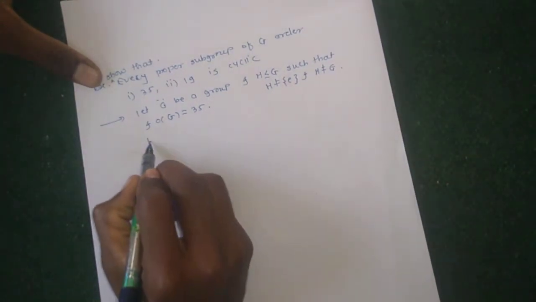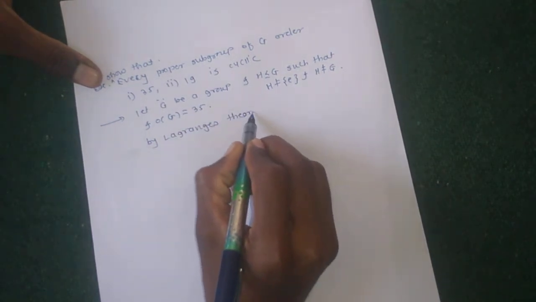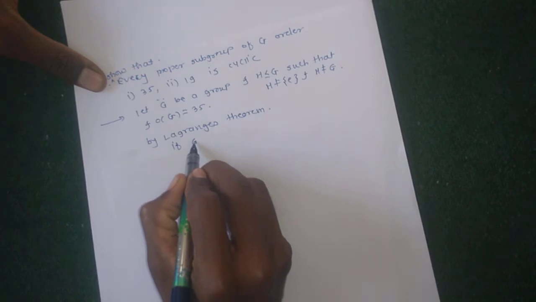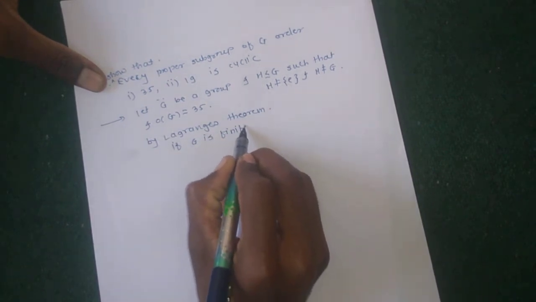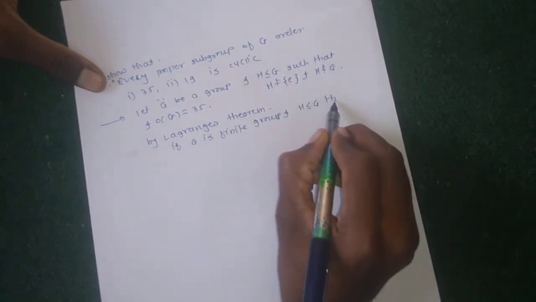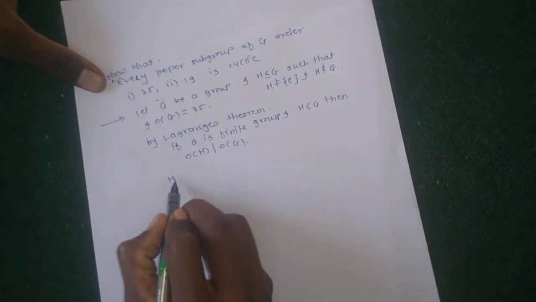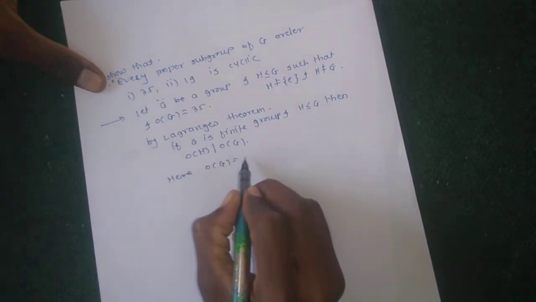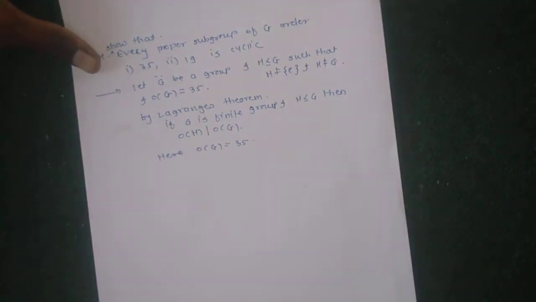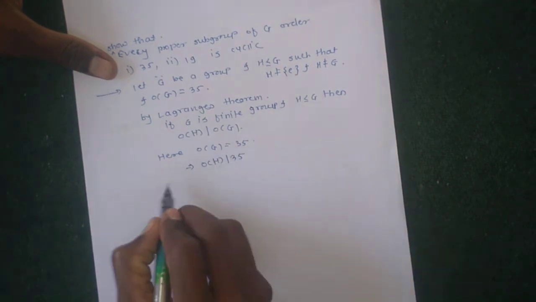So by Lagrange's theorem, what is Lagrange's theorem? If G is a finite group and H is a subgroup of G, then order of H divides order of G. Here order of G equals 35, which implies that order of H divides 35.